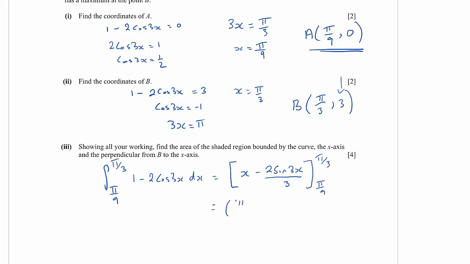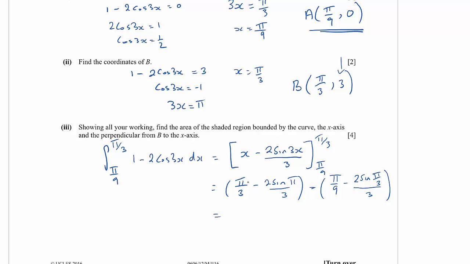So that is going to be, using the top limit, pi by 3, take away 2 sine 3 pi by 3 is pi. And then take away pi by 9, take away 2 sine 3 pi by 9 is pi by 3, on 3. So pi by 3 take away pi by 9, so that's 3 pi by 9 take away pi by 9, it's 2 pi by 9. Sine of pi is 0, so this bit's 0. And then we'll have plus 2 sine pi by 3. Now sine of pi by 3, you should know, is root 3 over 2. So we've got 2 times root 3 over 2, so that's going to be root 3 upon 3. The top there just simplifies to root 3. And that would be square units.